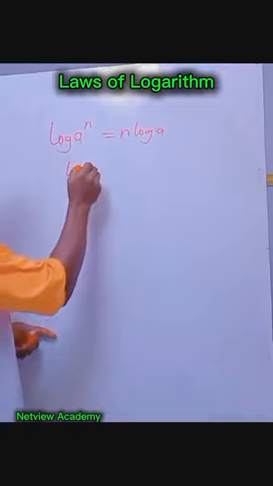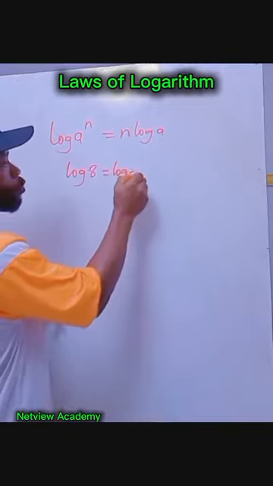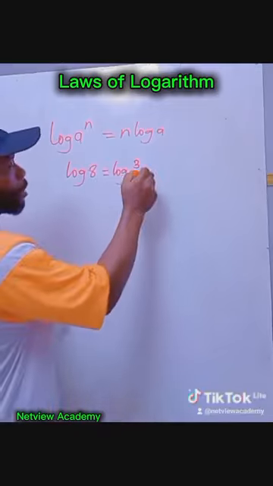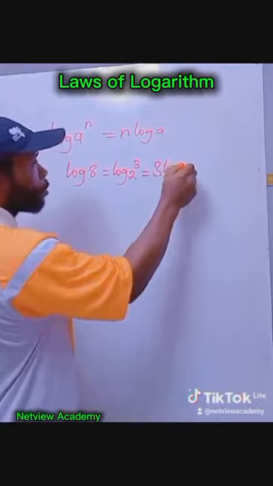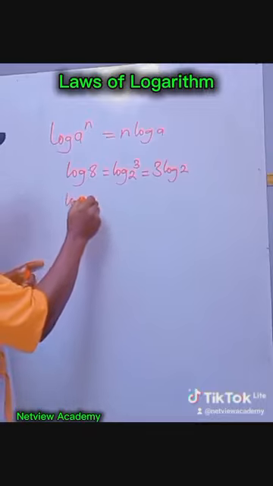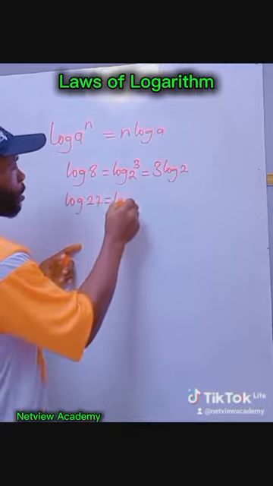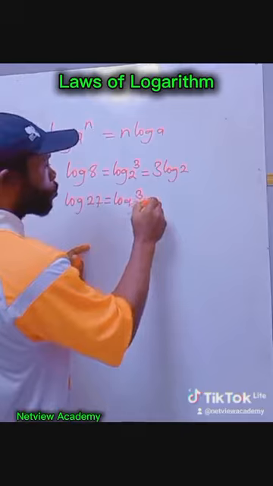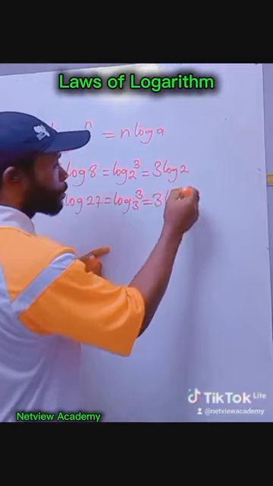Log 8 is the same thing as log 2 raised to the power 3. And this can be expressed according to the power law as 3 log 2. Log 27 can be expressed as log 3 raised to the power 3. According to the power law, this can be expressed as 3 log 3.